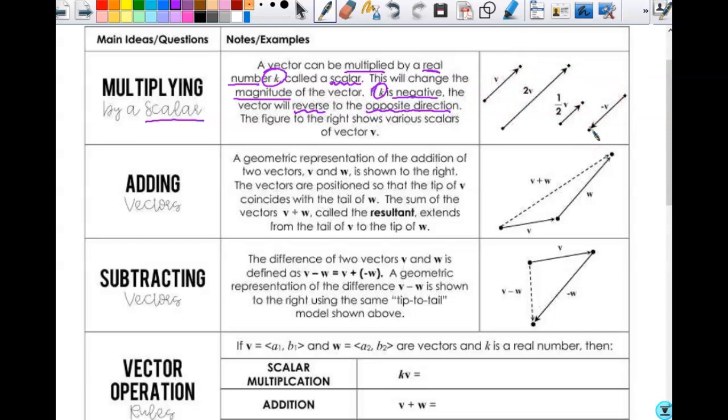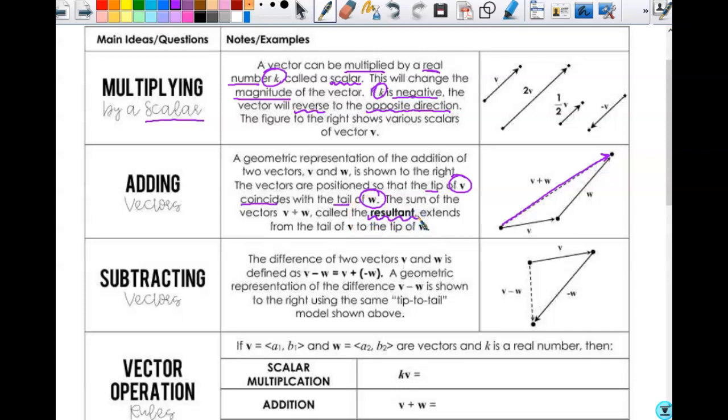When we add them, a geometric representation of the addition of 2 vectors is shown to the right. The vectors are positioned so the tip of v coincides with the tail of w. So we have v plus w. Here's v, and when v ends, w begins. So you draw them next to each other. That's how you would attach them. And this part right here is v plus w, and that is called the resultant. It is the resultant vector.